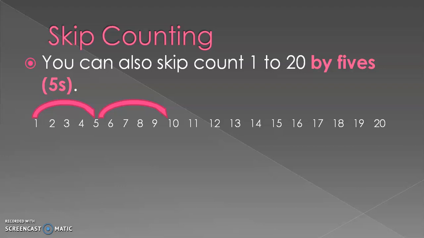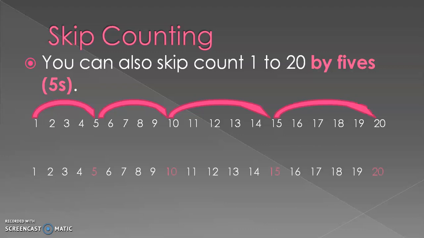From 10, the next 5 numbers are all the way to 15. And finally, if we skip 5 numbers from 15, we end up with 20. So we get this sequence: 5, 10, 15, 20. That is how we count by 5s from 1 to 20.